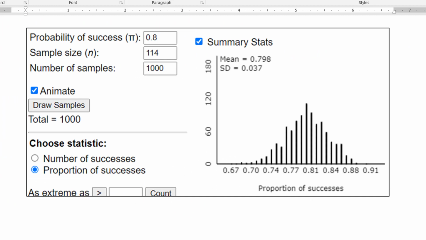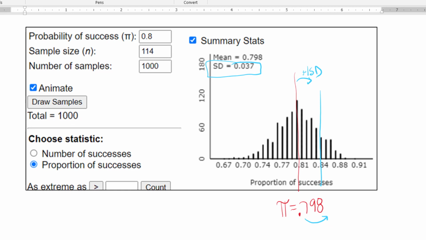All right, so I'm still in step 3 here. I created a distribution of sample statistics. We notice that it's centered at around 0.8, which was our assumed value of the population proportion. It tells us that it's actually at 0.798 because this is a simulation, it's not perfect. It tells me that the standard deviation of this distribution is 0.037. So if I go up 1 standard deviation, I'll start at 0.798 and go up 0.037 units, and I land at 0.835. If I go up another standard deviation, so I'm adding another 0.037 units, I land at 0.872. That's 2 standard deviations above the population proportion, the mean of the distribution.